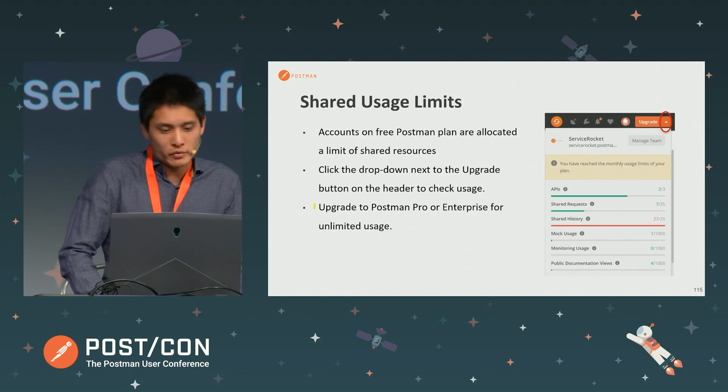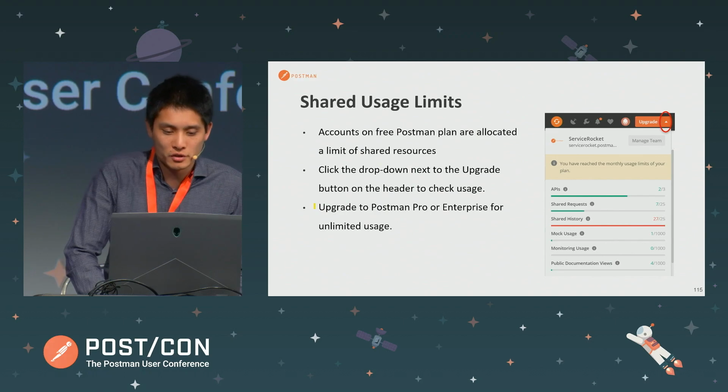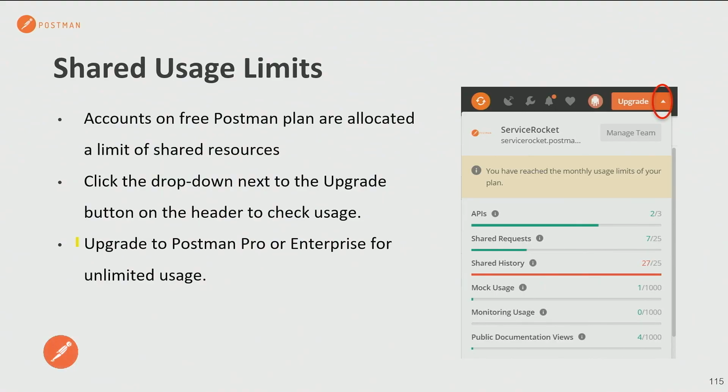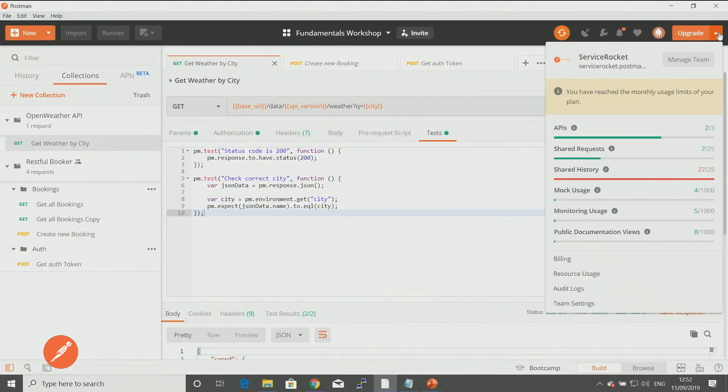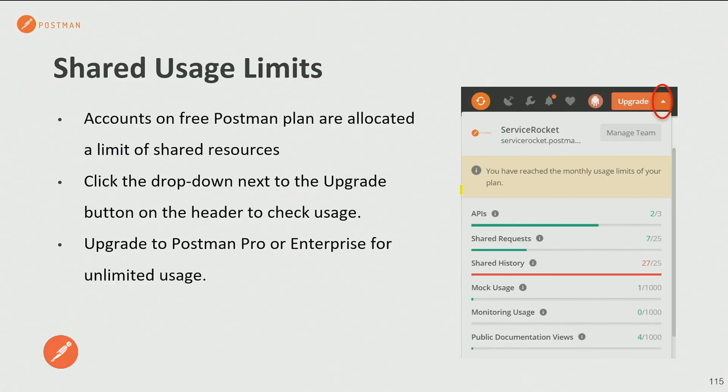There are some usage limits when we are sharing our collections across workspaces. So accounts that are on a free plan are allocated a limit of these, and you can check that limit by clicking on the upgrade drop-down list. So you can see number of shared requests, mock usage, etc. So that's down on this button here. So shared requests, I'm at 7 out of 25 because I shared my RESTful Booker, and there's 4 of them in there, and there must be another collection that I've shared somewhere else as well. And if you want unlimited sharing, then you can upgrade to Postman Pro or Enterprise.